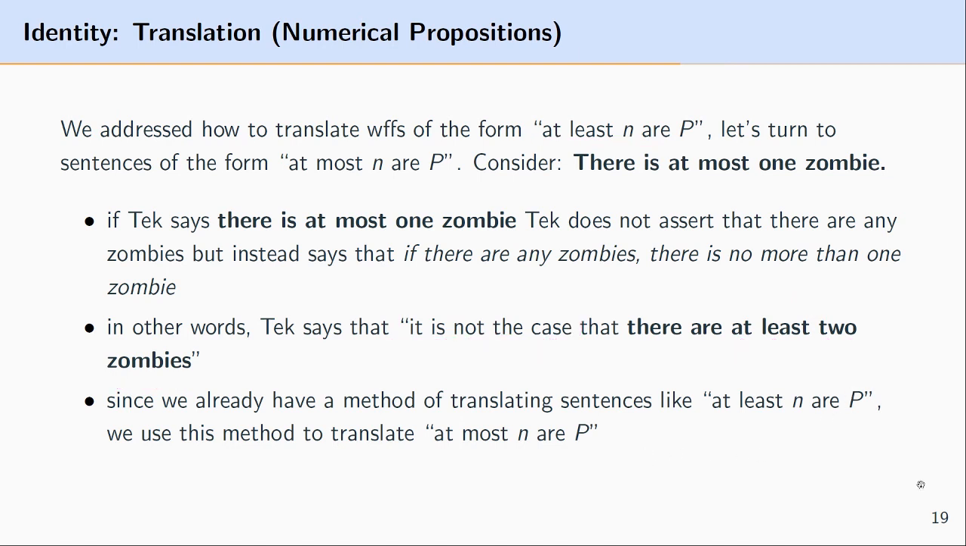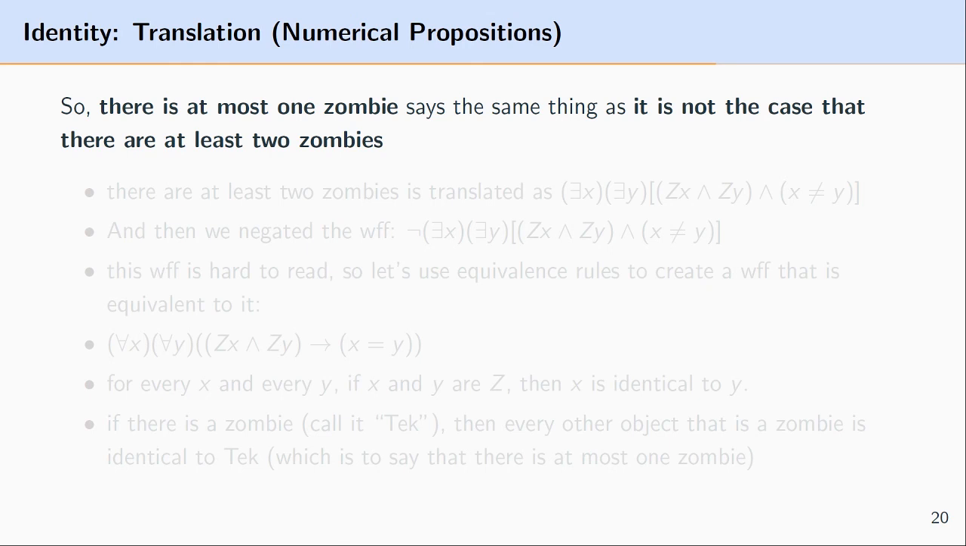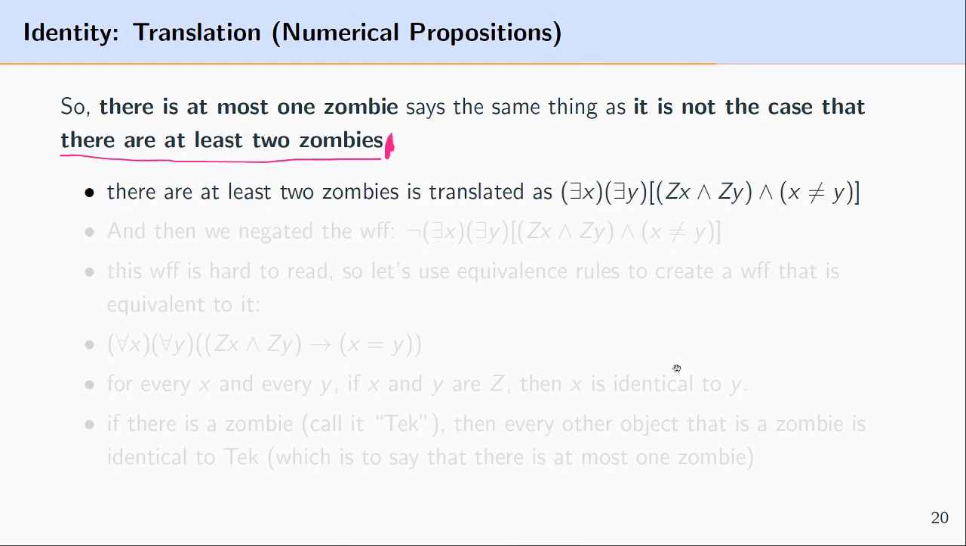And so let's look at those examples. So again, if the sentence there is at most one zombie says the same thing as it's not the case that there are at least two zombies, we can start our translation process by first translating the sentence there are at least two zombies. That translation, which we've already looked at, we simply say that there are two existential quantifiers. Both of them pick out zombies, and the items that they both pick out are not identical to each other.